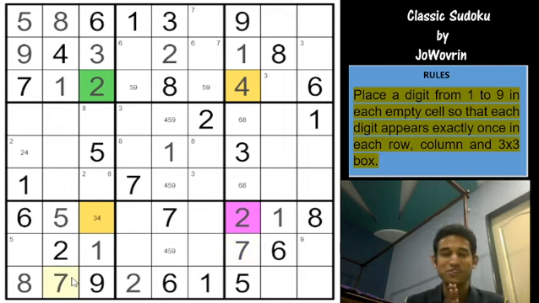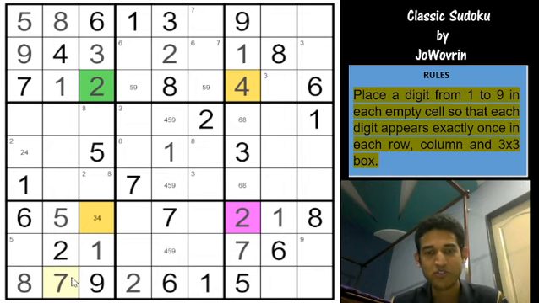What a Sudoku, guys. So much fun. Tremendous Sudoku, I would say. One of the best I've solved in so much time. This is giving a lot of fun for some reason.